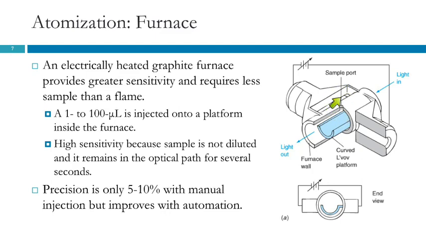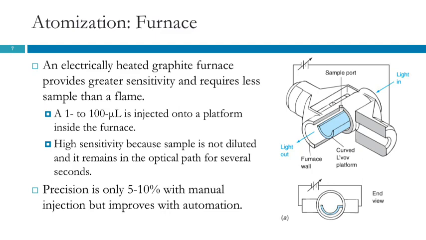There's a sample port in the top, and that's where the sample is introduced. Inside, there's this curved platform. Here's the end view, and you can see the curved platform here. The graphite furnace is electrically heated, so you run electric current through the graphite, and that causes it to get very hot. In order for us to get a good signal, we don't want our sample to be directly on the wall of the furnace. We want it here in the middle.